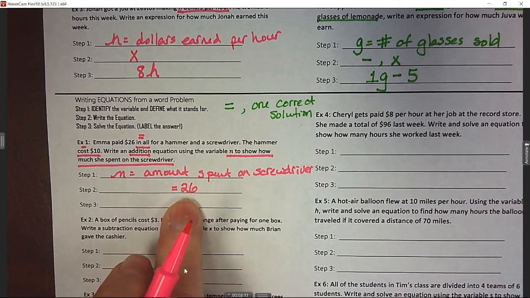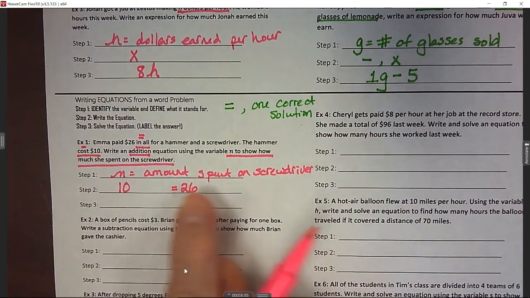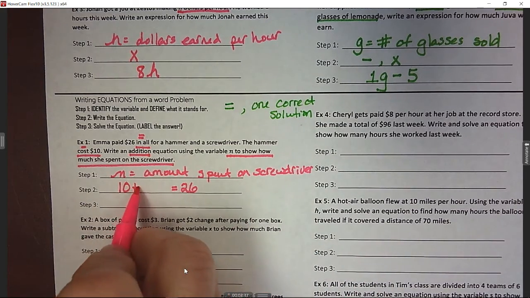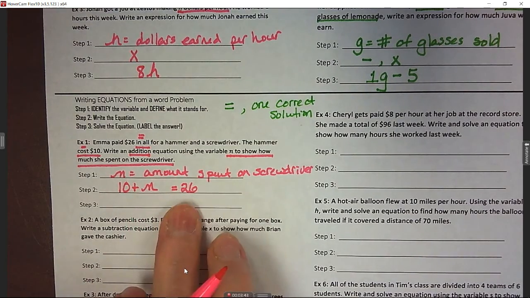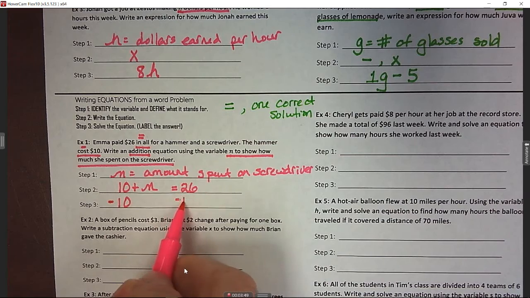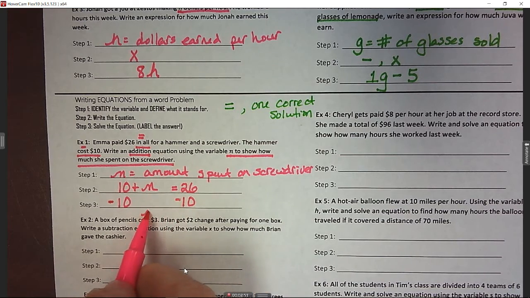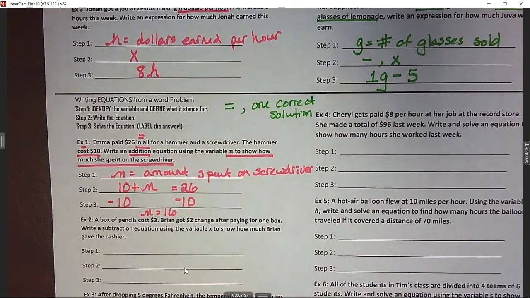And how did we spend that $26? Well, we know we spent $10 on our hammer, but what don't we know? The amount on the screwdriver. So 10 plus n, the amount we spent on the screwdriver, is how we get to this 26. Now we can solve this, and here's where that subtraction comes in. We're going to do opposite operations on both sides of the equal sign to find out that n equals 16. So there's where we're subtracting out the $10 from the total spent.